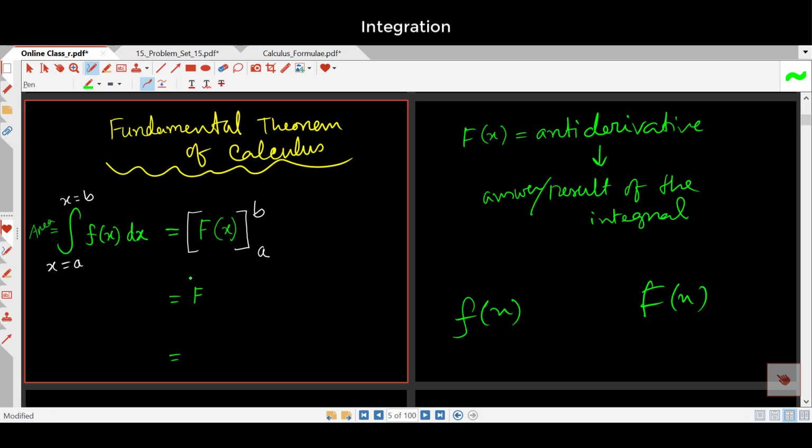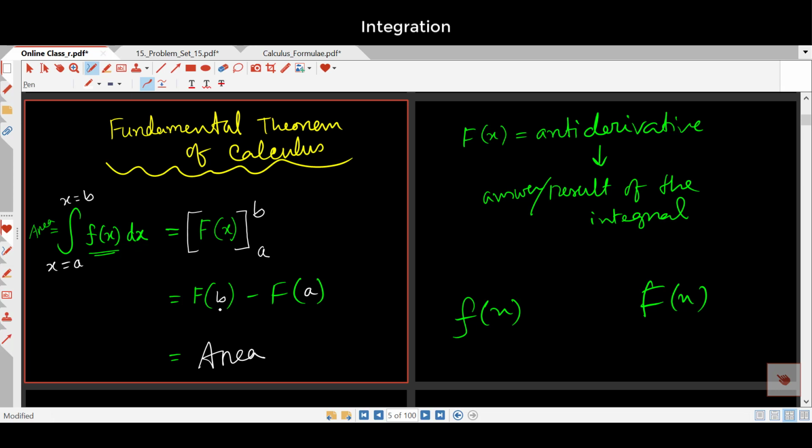The fundamental theorem of calculus says that if you are integrating a continuous function f of x from x equals a to x equals b, then the antiderivative is capital F of x. So the result of this definite integral will be the antiderivative at the upper limit minus the antiderivative at the lower limit. That is actually the area. That will give you a finite result.